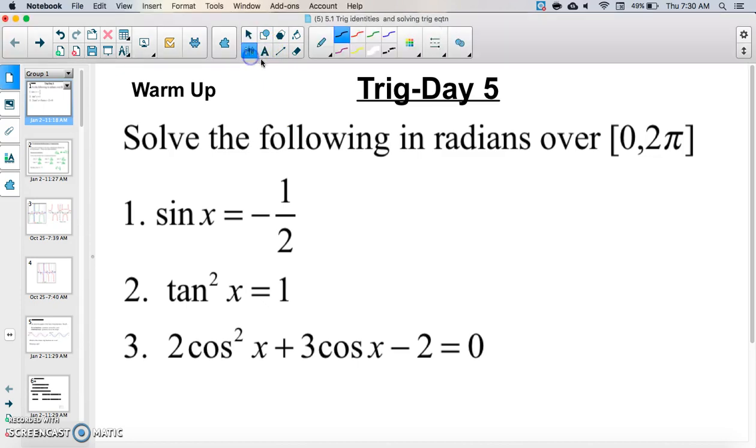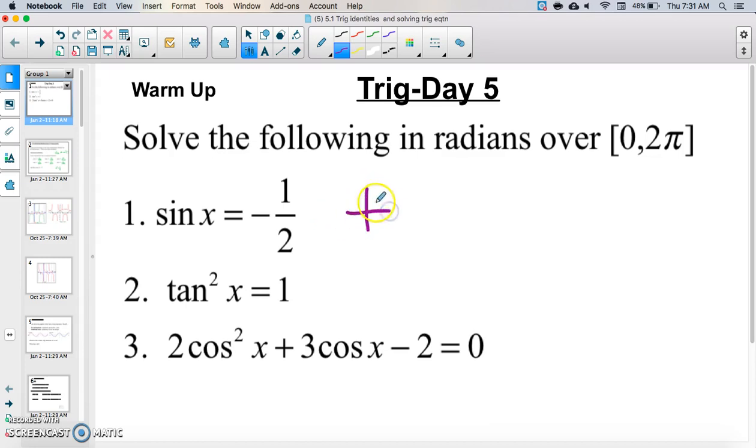So, for today, we're going over trig identities and solving trig equations. The warm up, I'd love for you to try on your own first. I'm just going to talk through it. What we're looking for is where sine is -1/2 on the circle, and it happens twice on the circle.